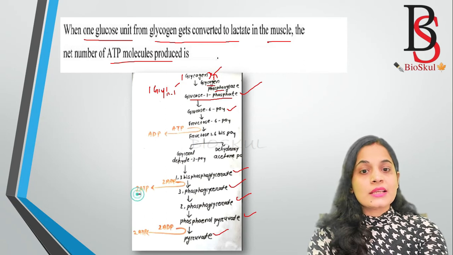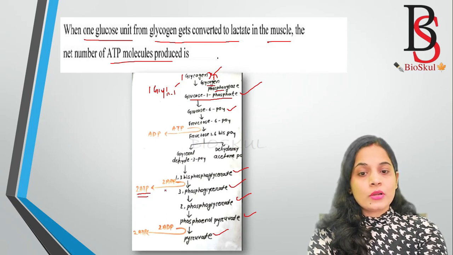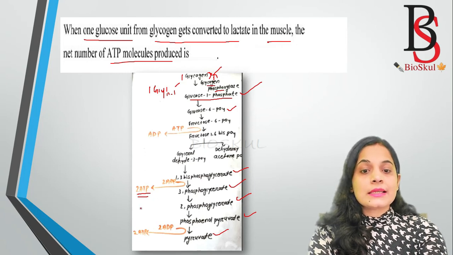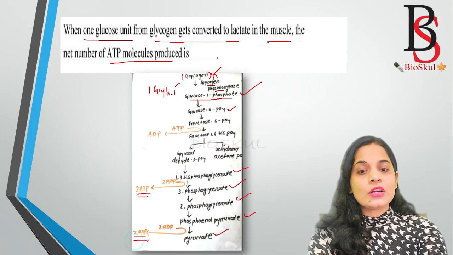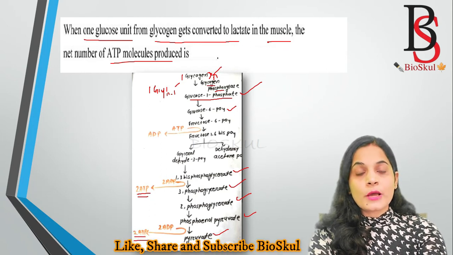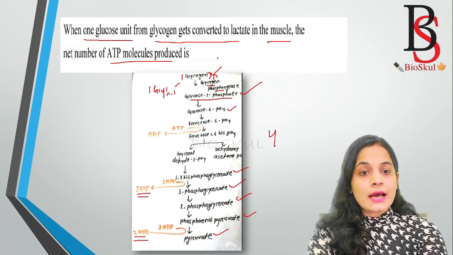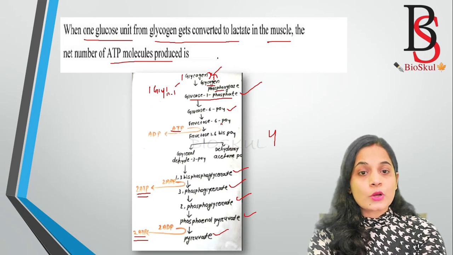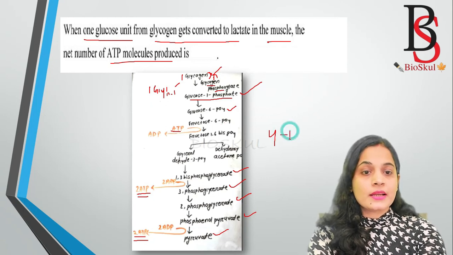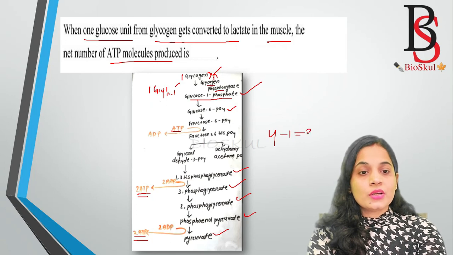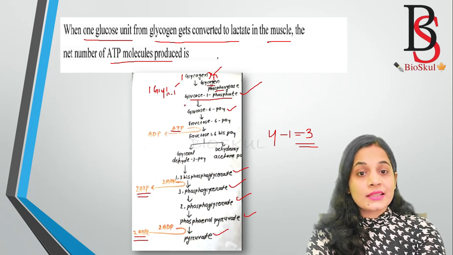So in this process, there will be production of 4 ATP molecules. 2 ATP molecules will be produced in the conversion of 1,3-bisphosphoglycerate to 3-phosphoglycerate, and another 2 ATP molecules will be produced when phosphoenolpyruvate is converted into pyruvate. 4 ATP molecules are produced, but how many ATP molecules are used here? Here only 1 ATP molecule is used, in the conversion of fructose 6-phosphate to fructose 1,6-bisphosphate. Okay, 4 minus 1 equals 3. So the net number of ATP molecules produced is 3.